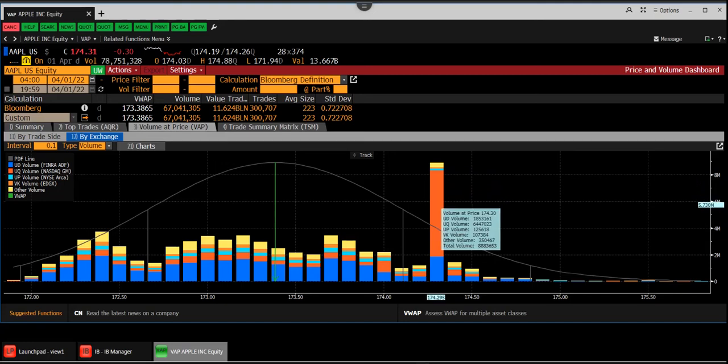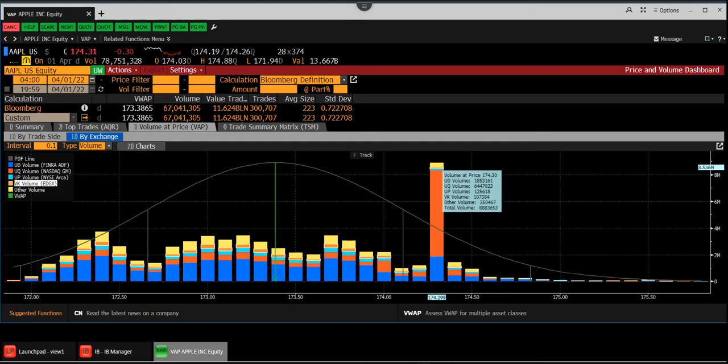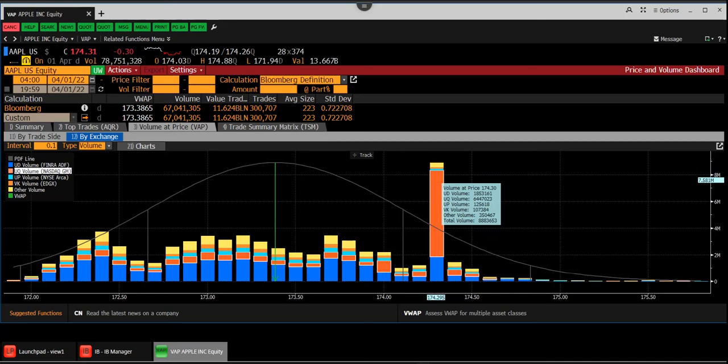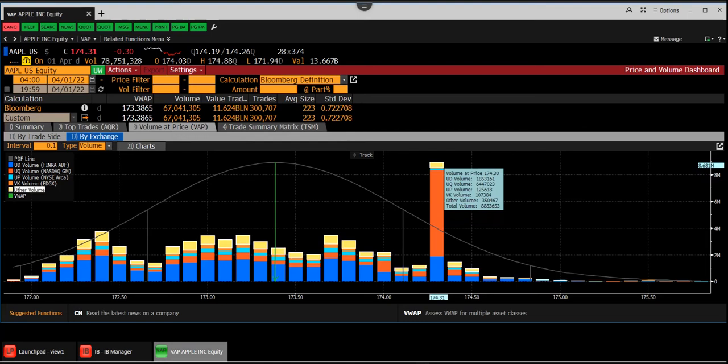And you can see around $174.28 that a massive amount of money was traded, or volume was traded, for Apple. And I mean, the total volume is 8.8 million shares. And this kind of gives you a general consensus of what made the stock move the most.